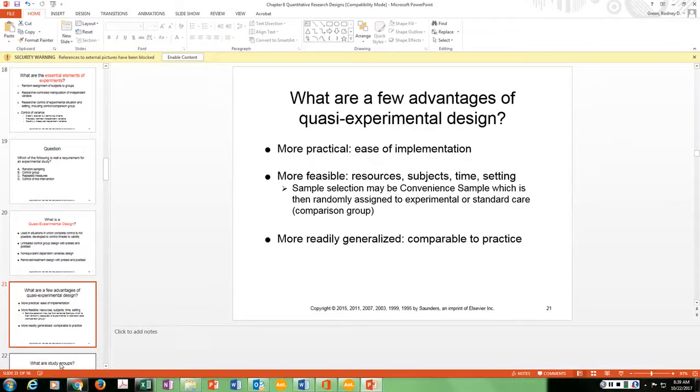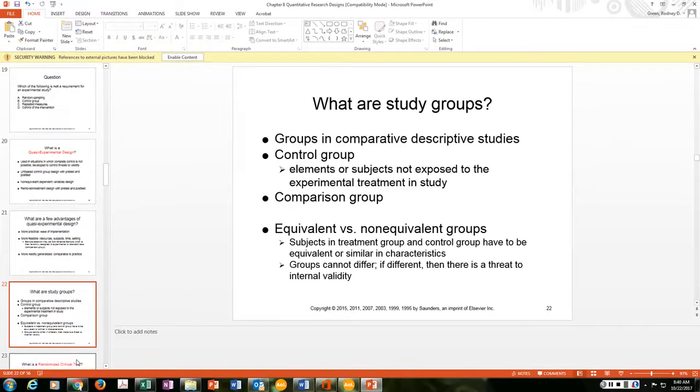The advantages of quasi-experimental design is that it's easier to implement, more practical, more feasible. The sample selection may be a convenient sample, which then is randomly assigned to experimental or standard control, standard care, or comparison group. The findings are more readily generalized to the population of the study group.